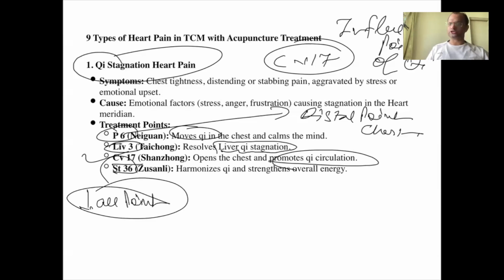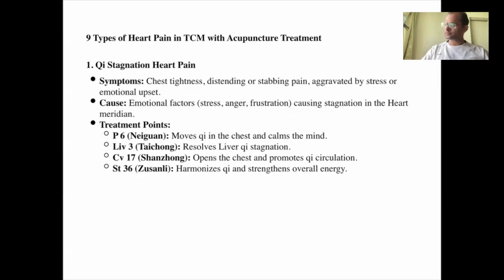If it is because of chi stagnation, how will you find that the person is having chi stagnation? Then we'll see. The person is having some emotional factors like stress, anger, frustration, causing stagnation in the heart meridian. Something like that will be visible: frustration, anger, stress, some emotional factors. And the person is having chest tightness.